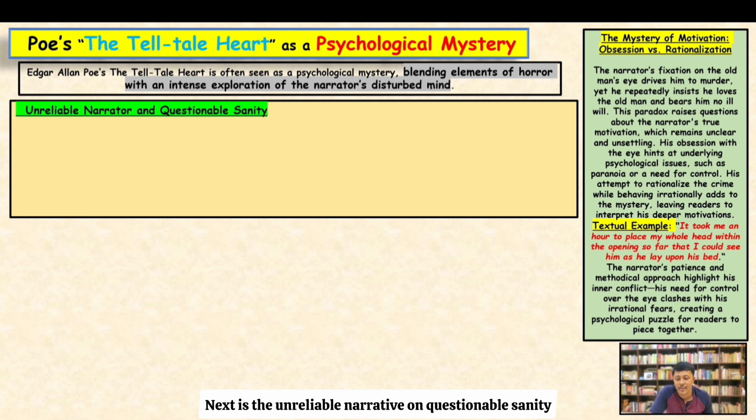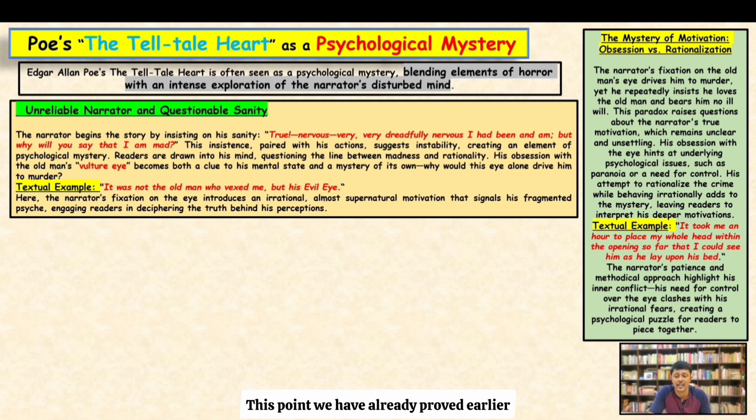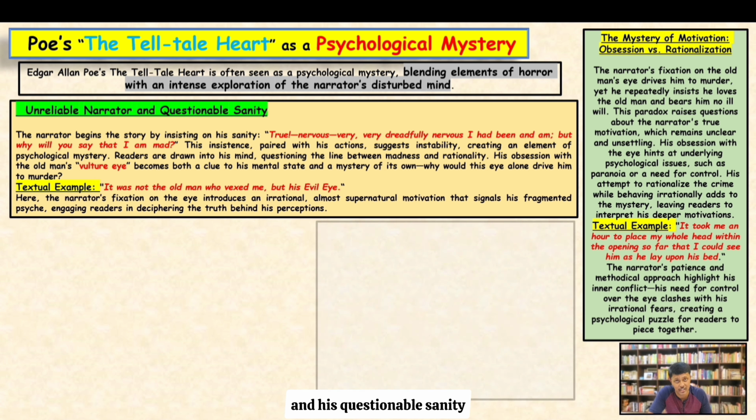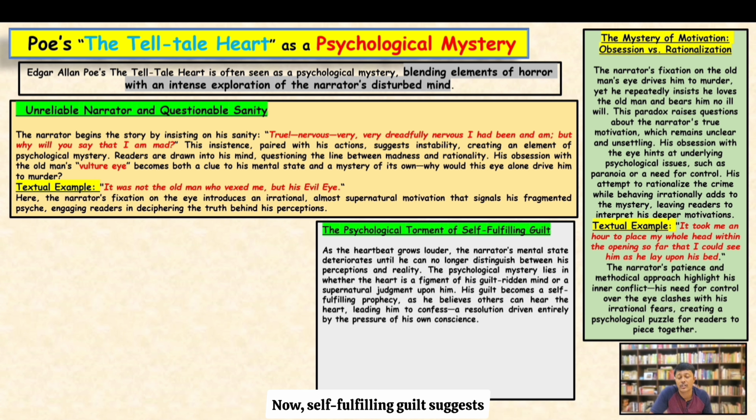Next is the unreliable narrator and questionable sanity. At this point, we have already proved earlier that he tells so many things, so many sentences which are not interconnected with each other, which have no logical reasoning, no logical meaning. So, the unreliable narrator and his questionable sanity. Next is the psychological torment of self-fulfilling guilt. Now, self-fulfilling guilt suggests that his confession ultimately comes at the time.